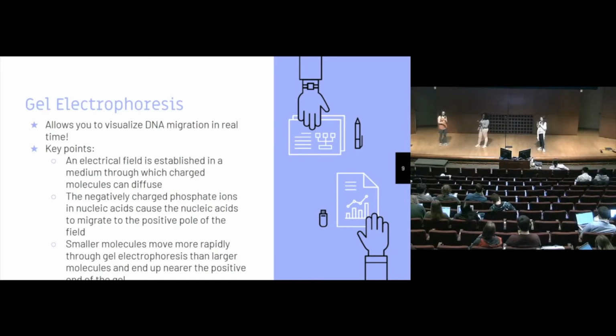In a gel electrophoresis, an electrical field is established in a medium through which charged particles can diffuse. The negatively charged phosphate ions in the nucleic acids cause the nucleic acids to migrate to the positive pole of the field. Smaller molecules will move more rapidly through the gel than larger molecules and end up closer to the positive end of the gel. Gel electrophoresis basically just separates the DNA fragments by size.